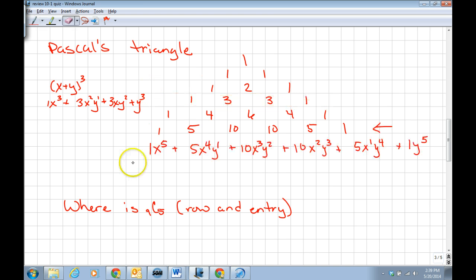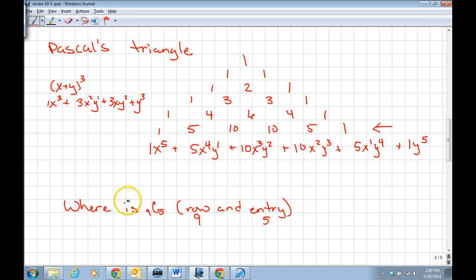Can you explain it again? You might have something like this: where is 9C5, row and entry, on Pascal's triangle? So already you know it's in what row? Ninth row. And what entry are you going to go in? 5. You're just moving in 5. So it'd be 1, 9, 36, 84, 126.